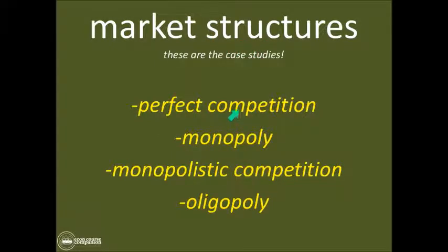So if they're in a perfect competition market, they're going to behave a certain way. If they're a monopoly, they're going to behave a certain way. If they're monopolistic competition, they're going to behave a certain way. Oligopoly, they're going to behave a certain way. And those behaviors are going to be different, just like you behave differently at school than you do at home, than you do with your grandparents, than you do with your friends. Okay? You're still you. You still make the same decisions, right?